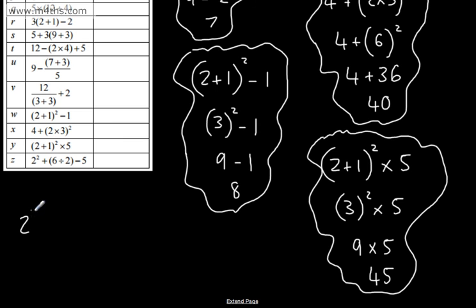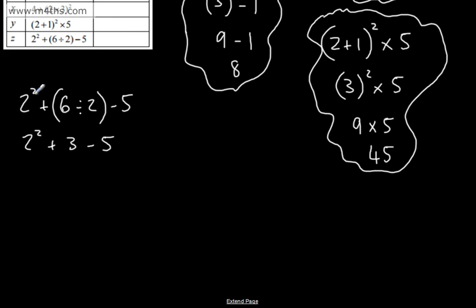Final one, 2 squared plus 6 divided by 2 minus 5. We can do the index here, the indices, as we do the brackets. It really doesn't matter. If you want to, you can write it as doing the brackets first. 6 divided by 2 is 3, but essentially this index for indices and for brackets are on the same level, so we can just write that that's 4 plus 3 minus 5, and then we're back now to simple addition and subtraction in a straight line.